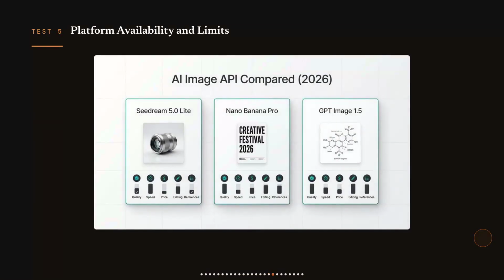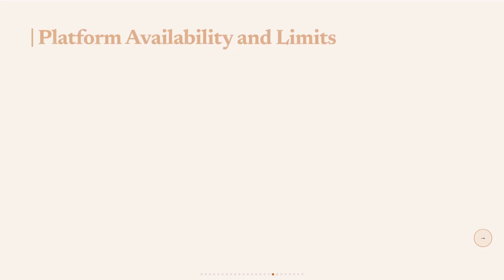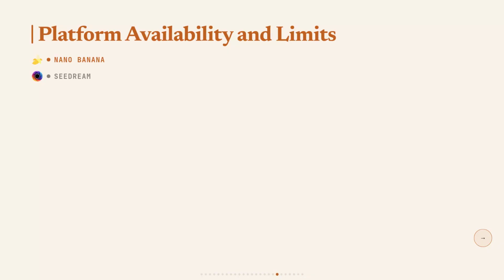Test 5. Platform availability and limits. You're building on Google Cloud and you need your image model to integrate cleanly with the rest of your stack. If the model you picked lives on 3 different third-party platforms with no centralized rate limit documentation, you're spending engineering hours just figuring out where the ceiling is before you write a single line of production code. I went through both documentation setups and the gap is real.